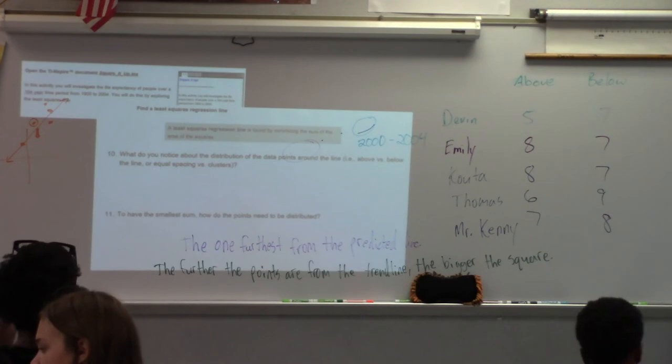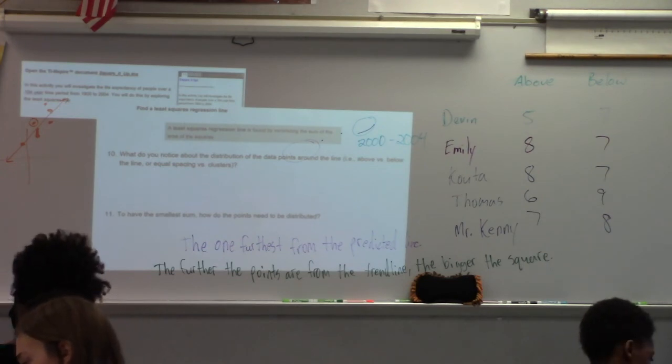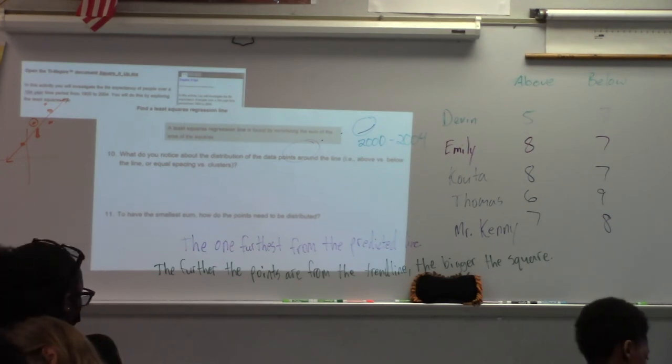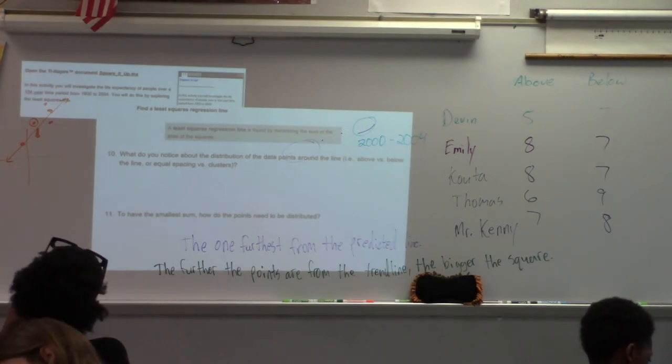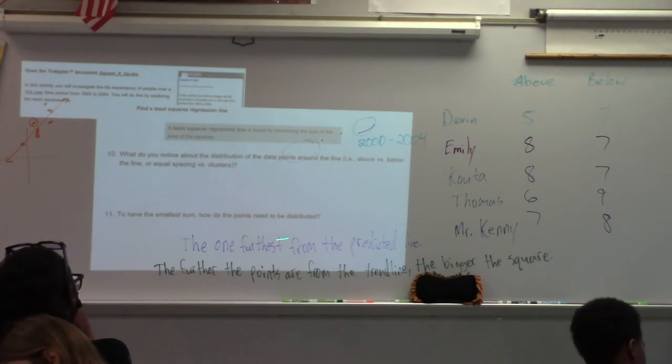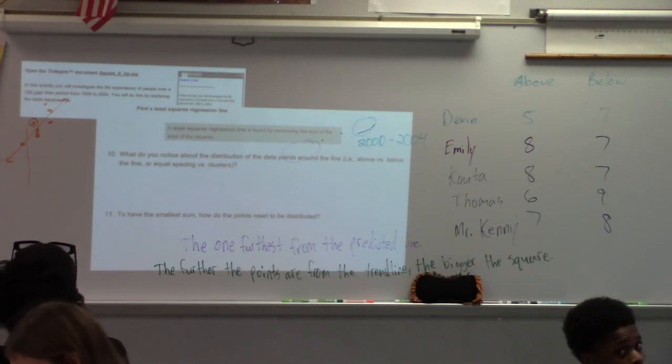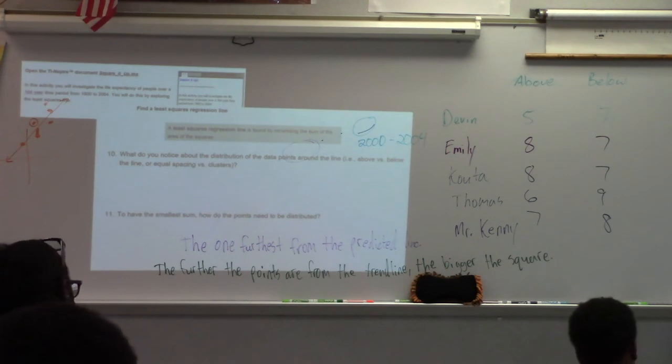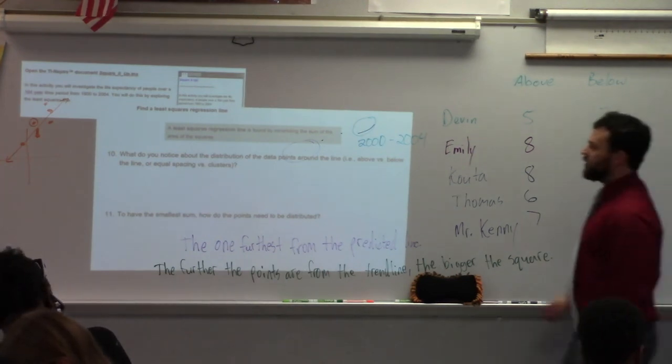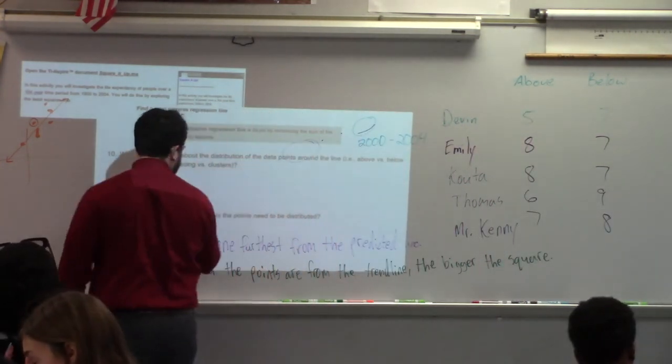They need to be equal. So they need to be evenly distributed around the line, right? So there needs to be an equal number above and below. Okay? And so to have the smallest sum, and this is really what we want to focus on, how do the points need to be distributed? It needs to be evenly about the line, and the points need to be close or far from the line? Close. Close to the line. That's what we want to notice to get to this final answer, to have the least squares regression line.